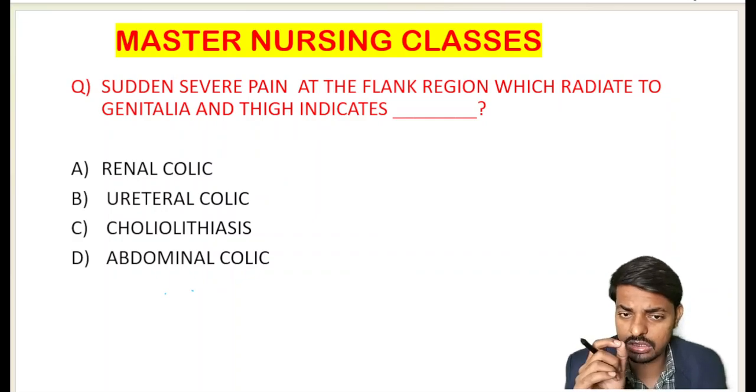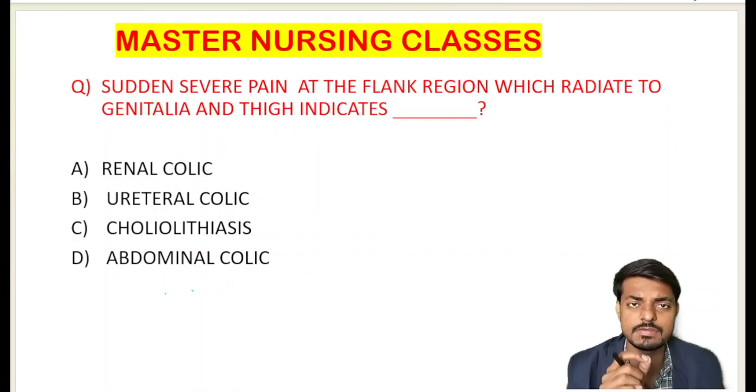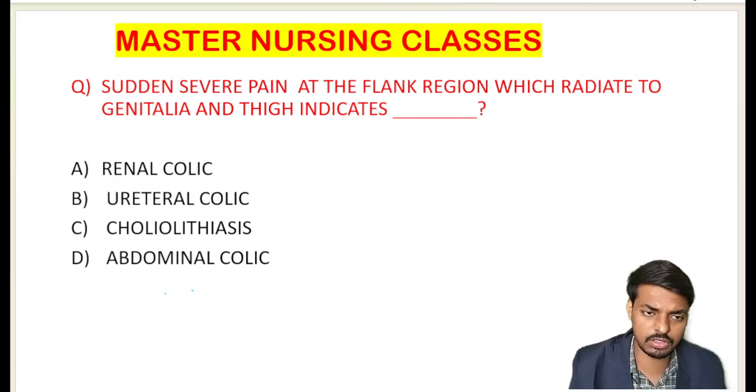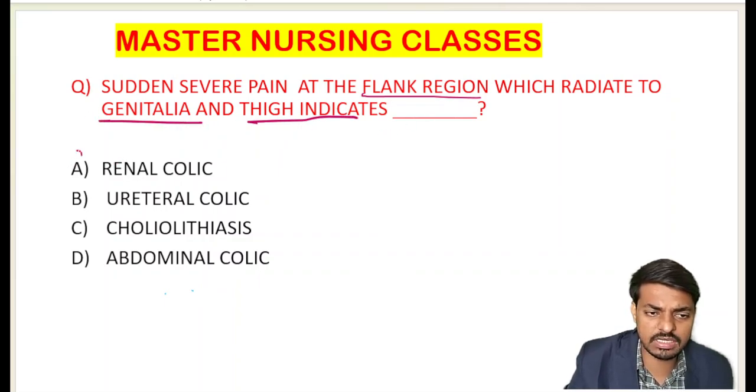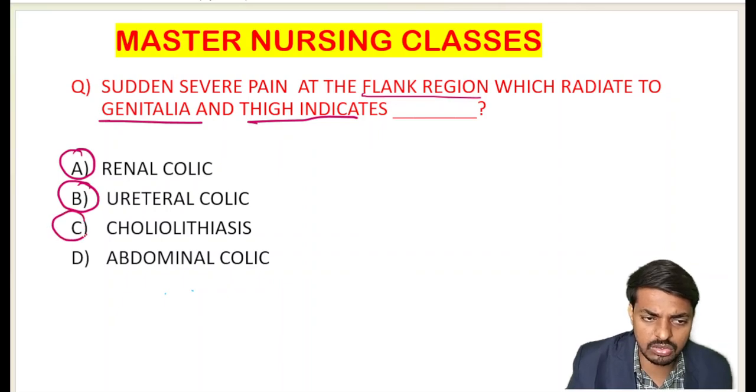Read the question completely and carefully, read all four options, and try to answer. Sudden severe pain at the flank region, which radiates to the genitalia and thigh, indicates dash. Option A is renal colic. Is this indicating renal colic? Option B is ureteral colic. Option C is cholelithiasis. Option D is abdominal colic.